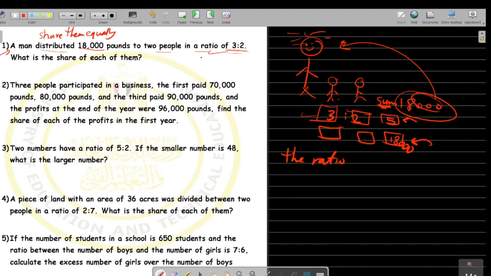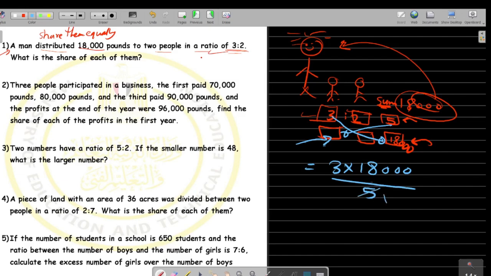To know the money that the first ratio has, the ratio 3, what will you do? Extremes times the means. So to get the first ratio, or the first amount, you have to do extremes times the means. You will get 3 times 18,000 divided by 5. And try to solve it.